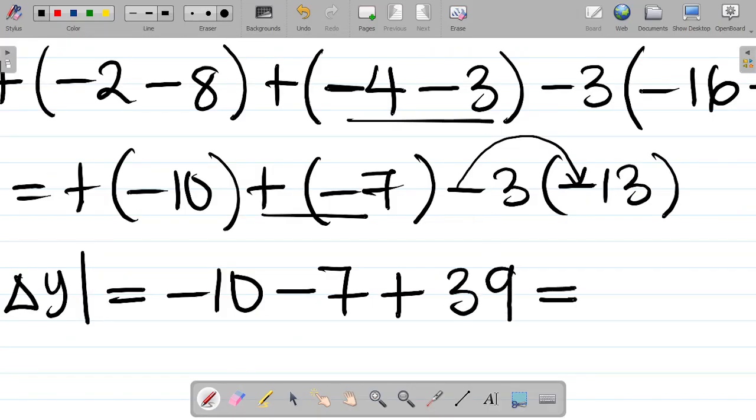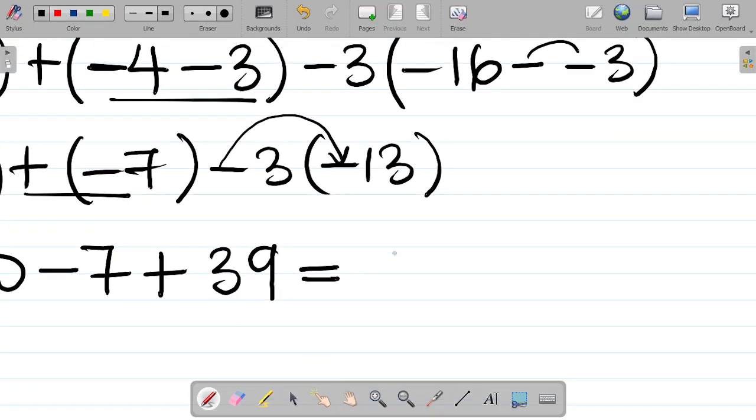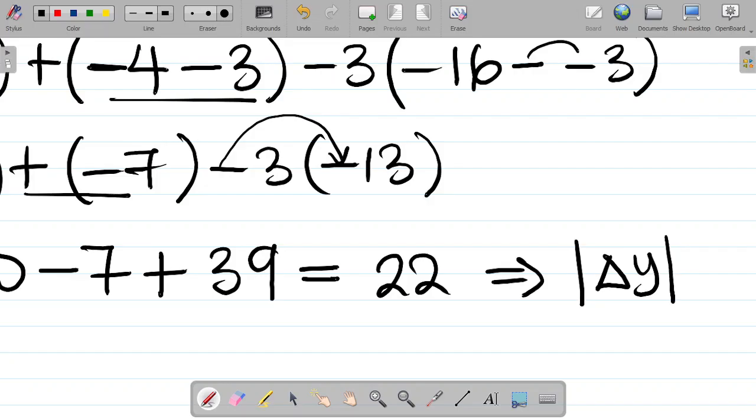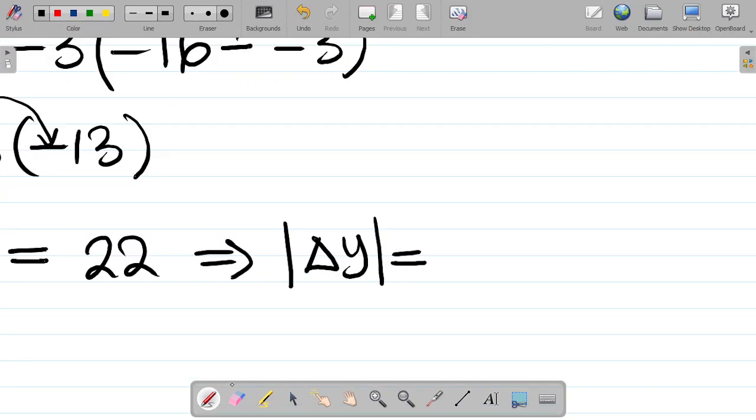Alright, so let's punch this. If I punch this, what do I have here? I have this as minus 10, minus 7, plus 39, and I have 22 as my answer. So lambda y is 22. Therefore, the determinant of lambda y is equal to 22 or positive 22. Alright, okay, let's proceed with this.